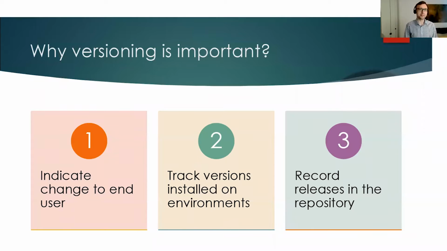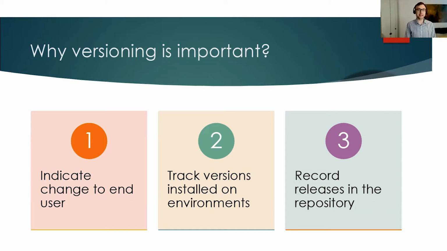We as developers can also benefit from a proper versioning scheme. For example, being able to track the versions installed on our environments. So if any problem occurs during development, it will be easier to identify the cause. Finally, the right versioning scheme will help us to record the release history in the repository. So it might come in handy in case of future hotfixes.